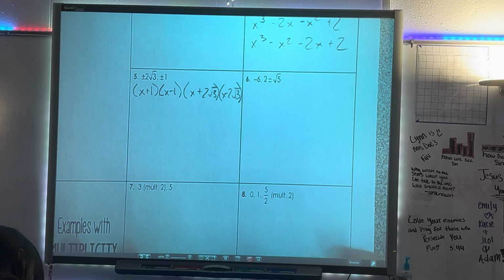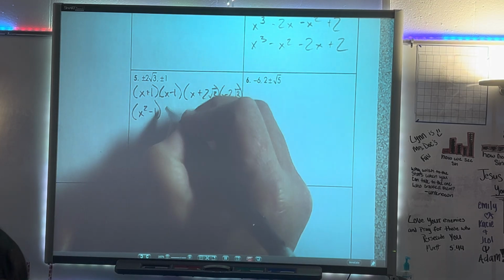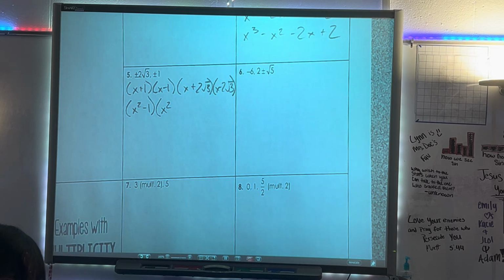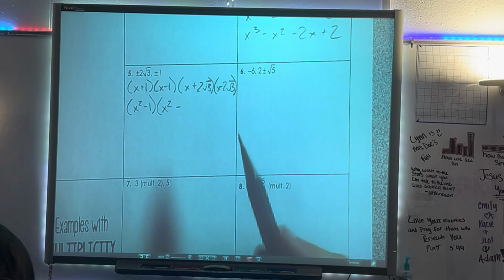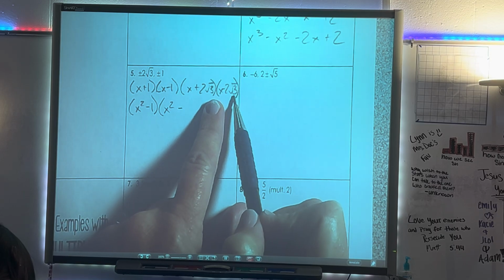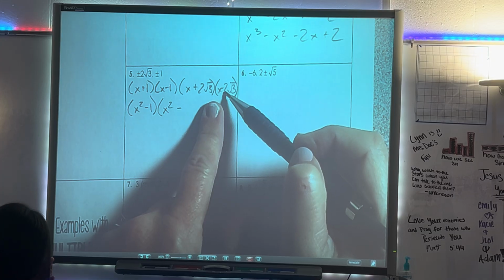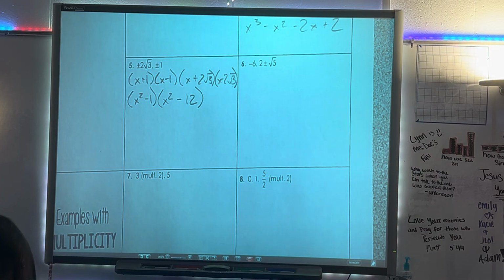Y'all good? Alright, so this one is going to give me x squared minus 1. This one, I'm going to get x squared. The 2 root 3's in the middle are going to cancel out. One's positive, one's negative, so I know I'm going to have subtraction. So then the root 3 times root 3 is just going to give you 3, right? Times 2 times 2, which would be 4. So 4 times the 3 would give you 12. Everybody okay with how that works out there? Anybody have a question on that one?